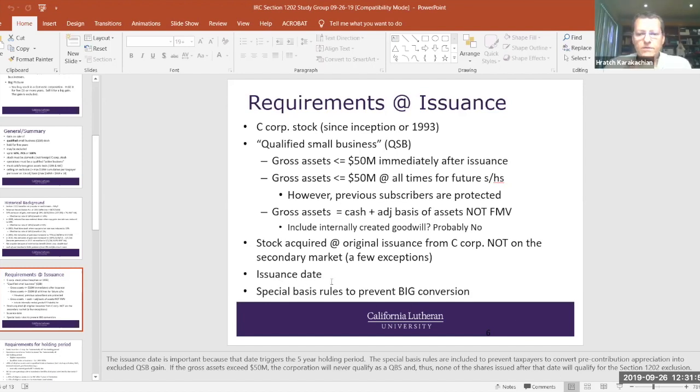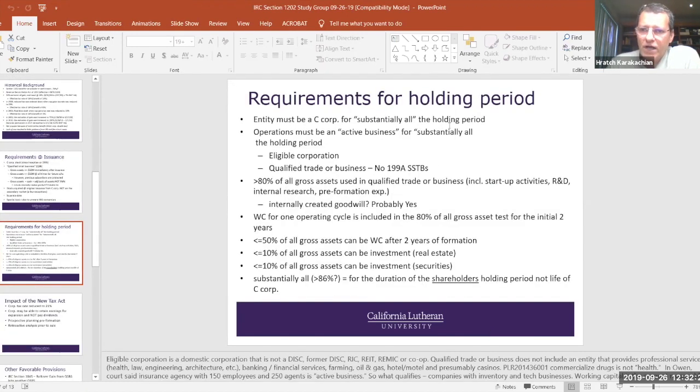And then we covered that special basis issue, and the issuance date is important because the period of time determines the exclusion amount. That's important to determine whether the exclusion is 50, 75, or 100%. Now here's the more complicated analysis and computations, because these happen within the entity. This analysis is done at the entity level, within the entity itself.